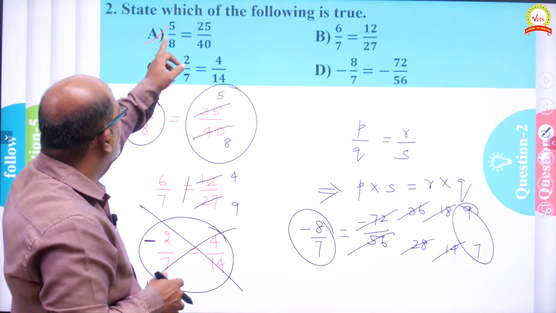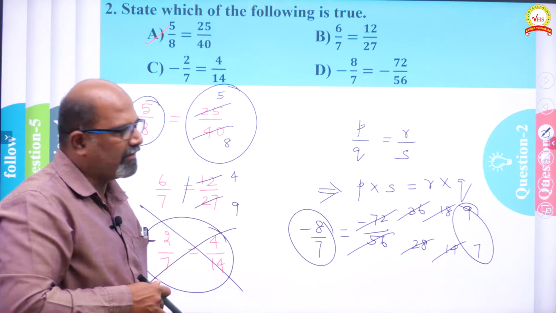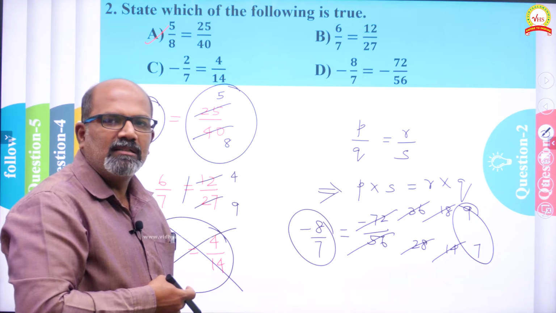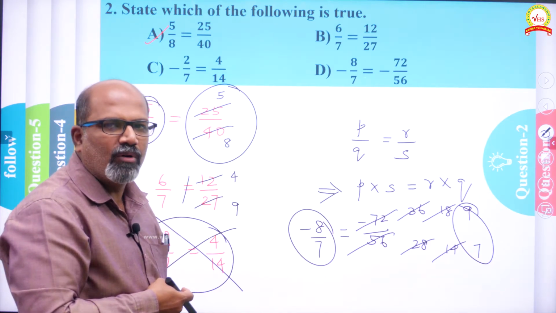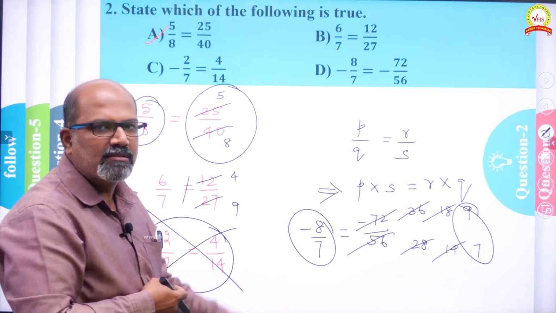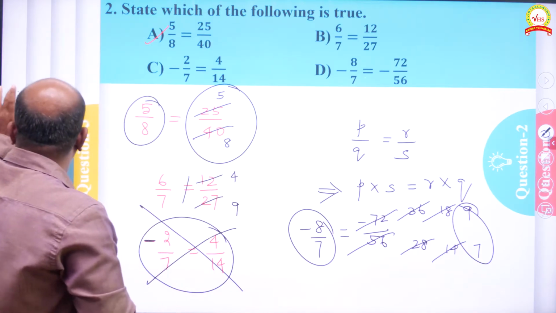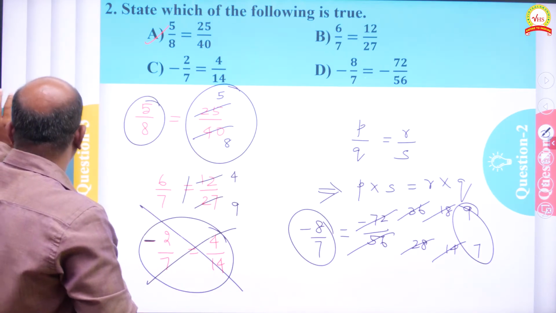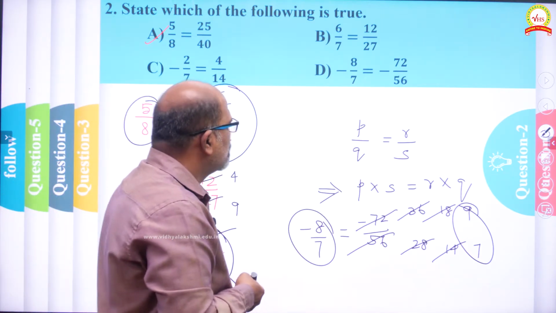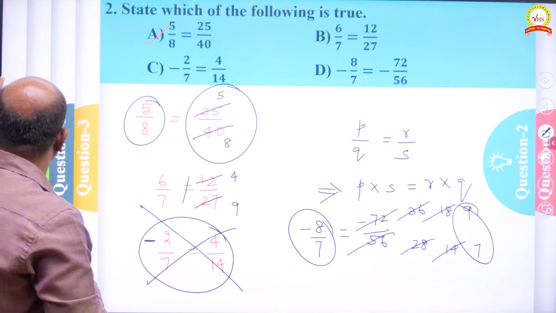In the beginning itself we got that 5 by 8 and 25 by 40 are equal. Then what is the need to check the remaining part? This is actually a single response type. That is, only one of the given options is correct. The remaining will be false. This is not a multiple response type question. Okay, you can see that.